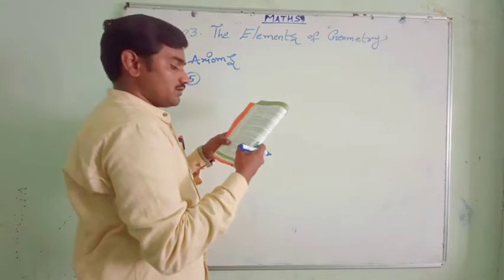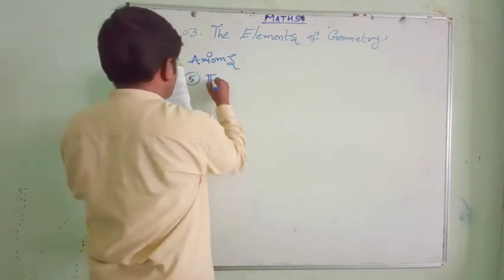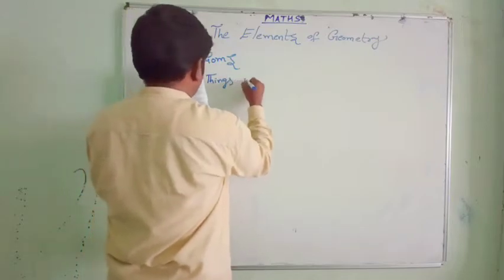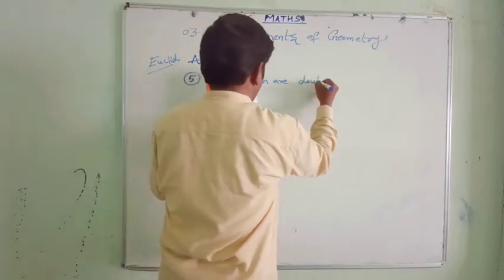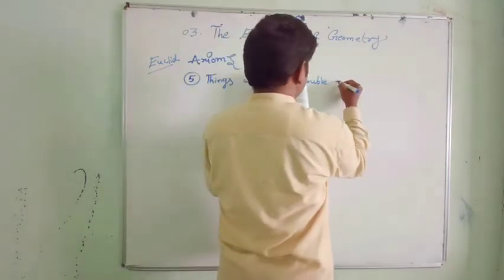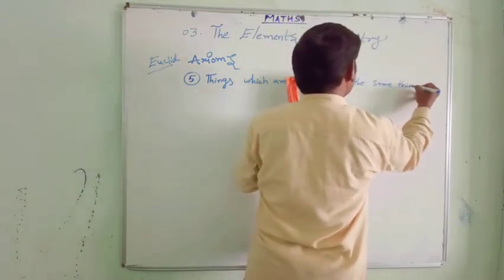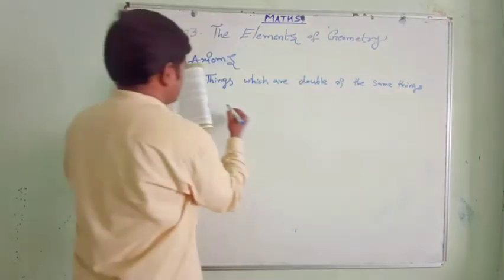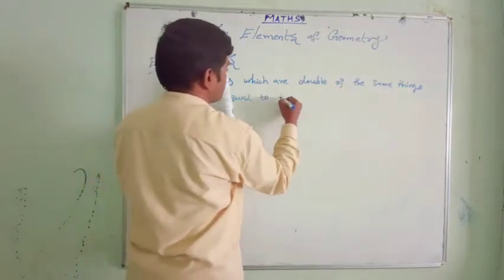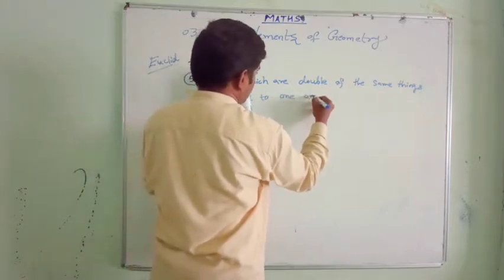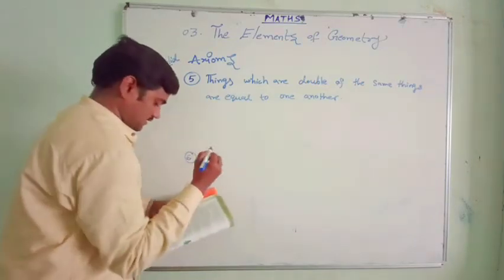Things which are double of the same things are equal to one another. The things which are double of the same things are equal to one another. So this and the sixth one also you can understand here.